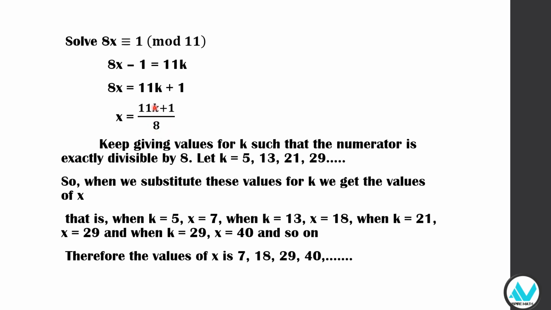So when I put k equal to 5, I get x equal to 7. When I put k equal to 13, I get x equal to 18. And when I put k equal to 21, I get x equal to 29. And when I put k equal to 29, I get x equal to 40 and so on. Therefore, the values for x are nothing but 7, 18, 29, 40 and so on.